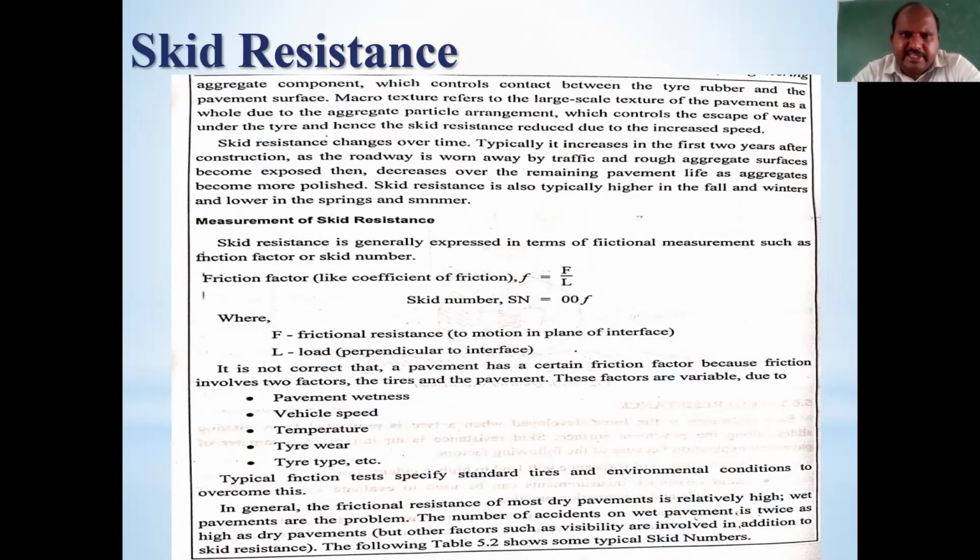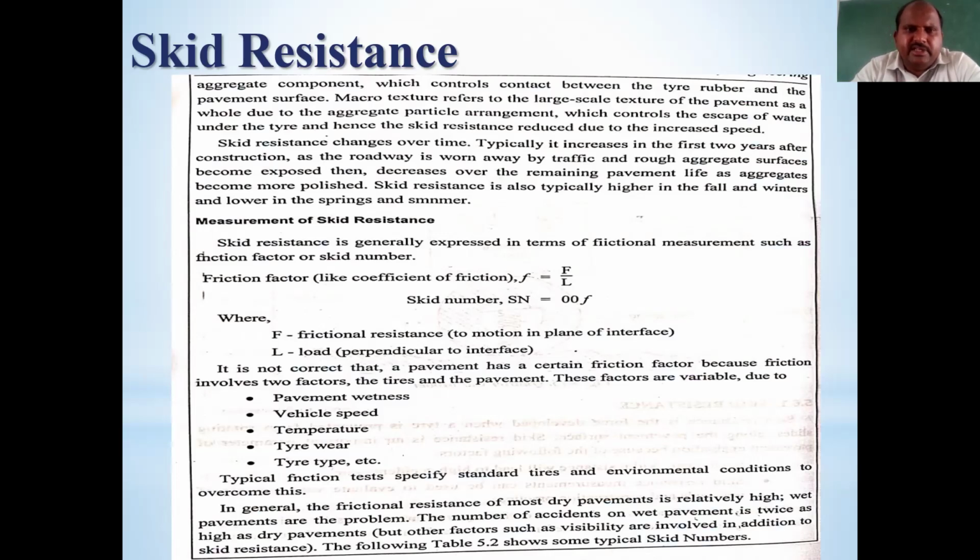The skid resistance changes over time. Typically, it increases in the first 2 years after the construction. As the roadway is worn away by the traffic and the rough aggregate surfaces become exposed, it then decreases over the remaining pavement life as the aggregates become more polished. Skid resistance is also typically higher in the fall and winter and lower in the spring and summer.